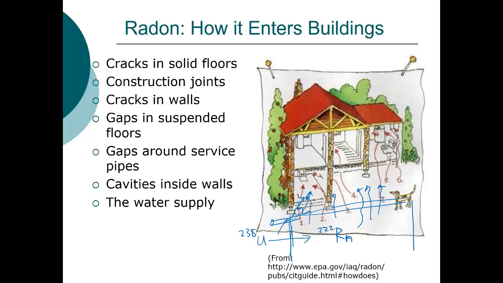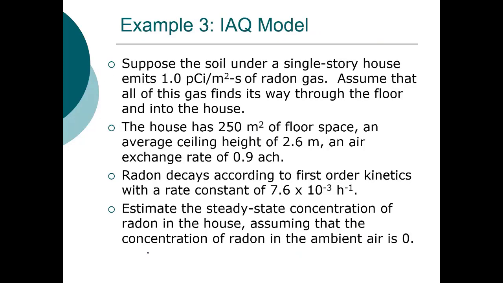Any cavities inside the walls. So that radon then gets into the house. We talked about the stack effect, especially in winter, where warm air rises. So what happens? That warm air rises, pulls the cold air from the basement, and pulls more radon into the home. So let's look at a problem where we calculate, in this case, the steady state concentration of radon.